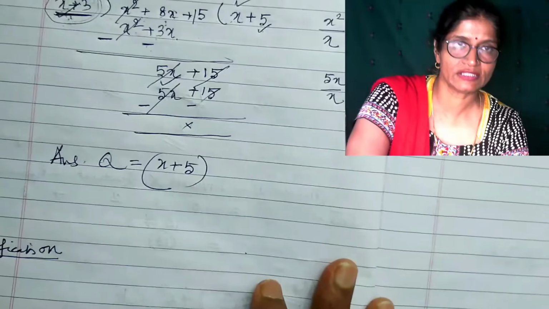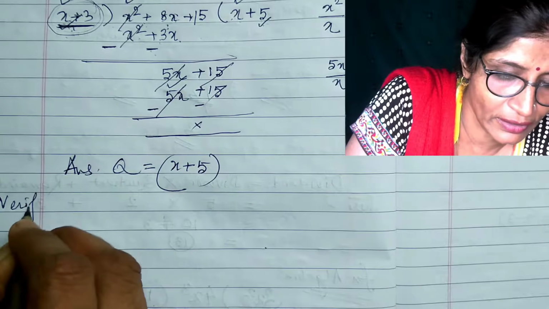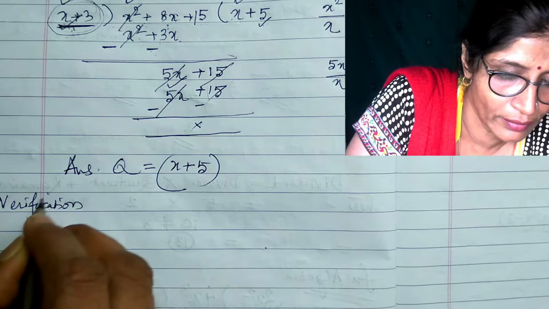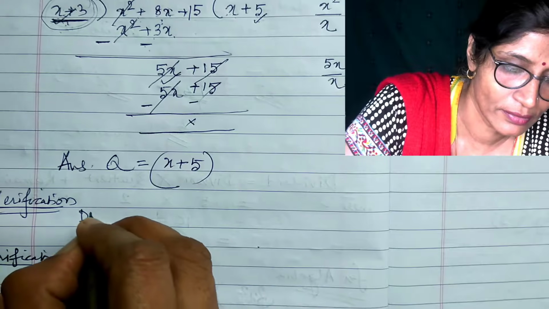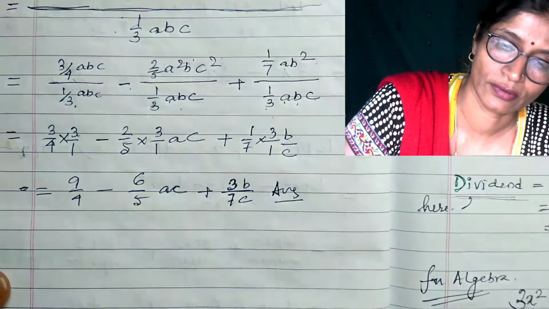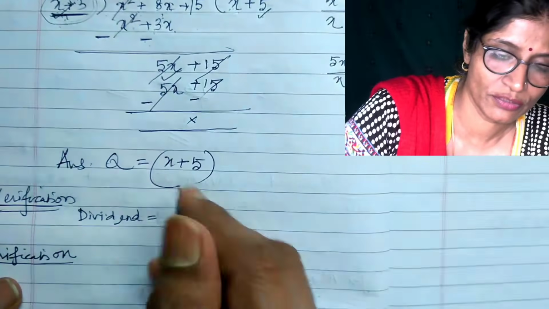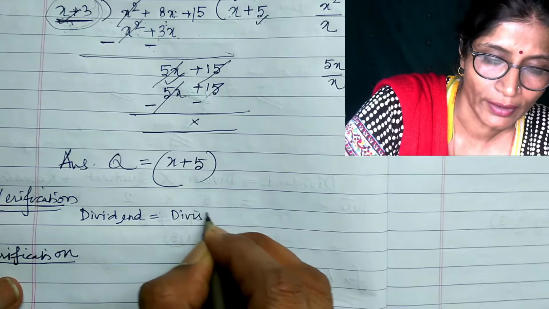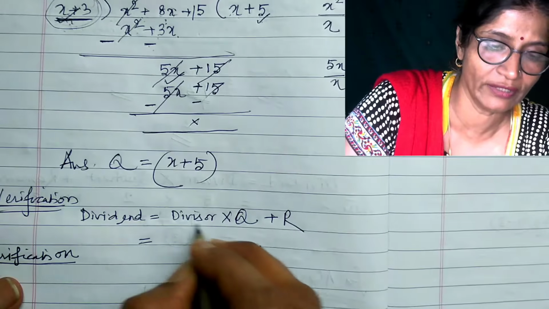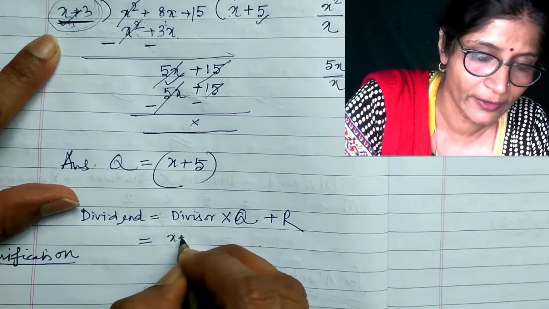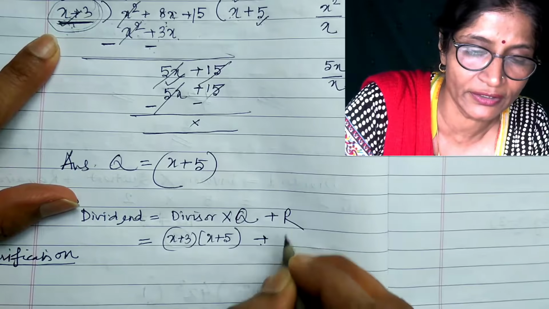You can verify this sum. Verification, whether I'm right or wrong. What is verification? I know that the dividend is equal to the divisor into quotient plus remainder. Here the divisor is x plus 3, into x plus 5, plus remainder, which here is nothing, 0.